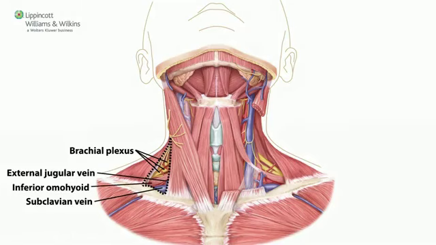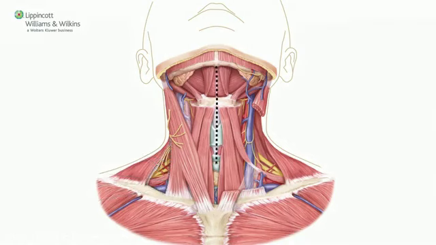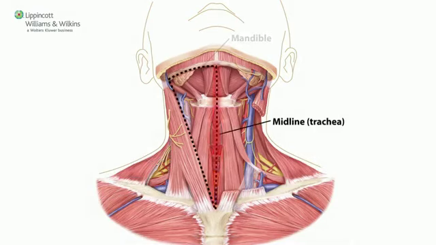Now let's move on to the other side of the sternocleidomastoid and talk about the anterior triangle of the neck. A little bit more anatomy here. So the anterior triangle is formed by the midline of the neck, or the trachea, the mandible on the superior aspect, and then on the lateral aspect, again, we have our sternocleidomastoid. So what do we have in this region?